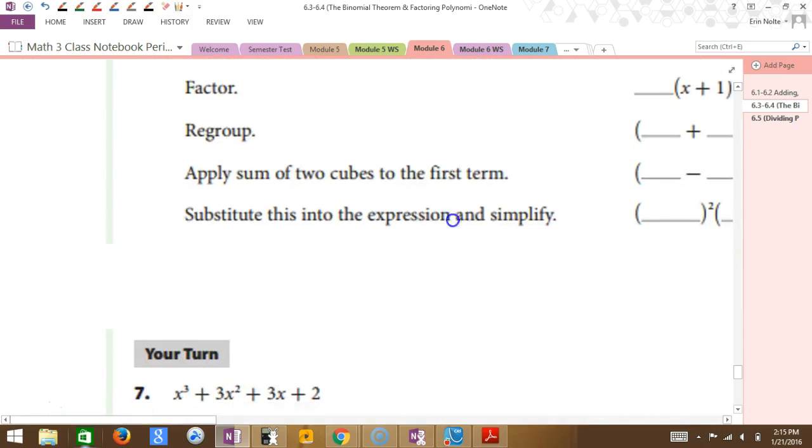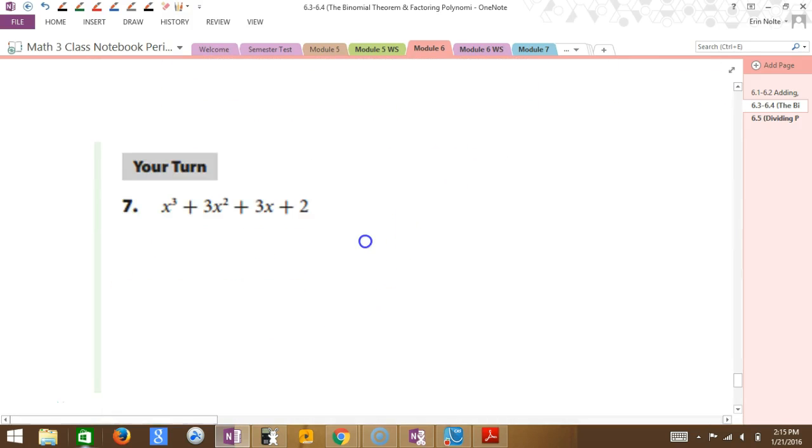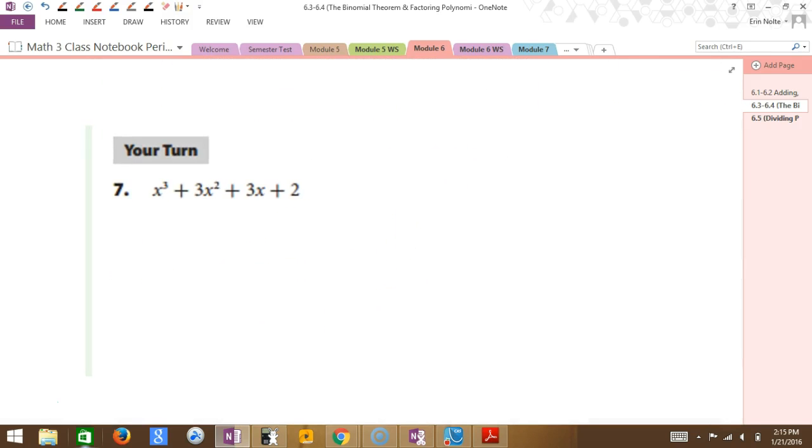Do you guys want to do one more of those? Factoring by grouping? Yes. Okay. So we'll do this last one and then I'll hand out your worksheets. Okay, so how can I rearrange this one, do you think?